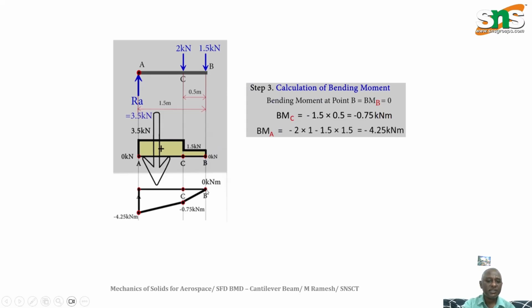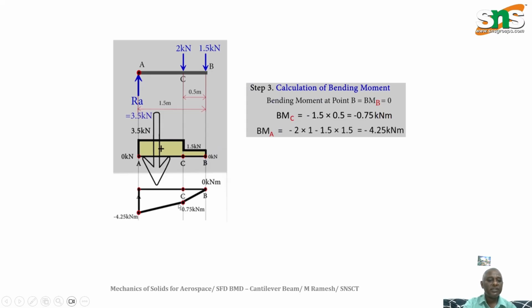I am placing the zero bending moment line horizontally. From that, upward positive values go upward, that means the upper side of the zero bending moment line, and the negative values are below the zero bending moment line. Like that, I have to draw here. At point B it is 0, and at point C it is minus 0.75, so it will be drawn in the downward direction, below the zero bending moment line, and this is minus 4.25.